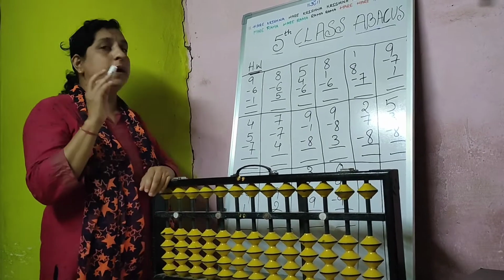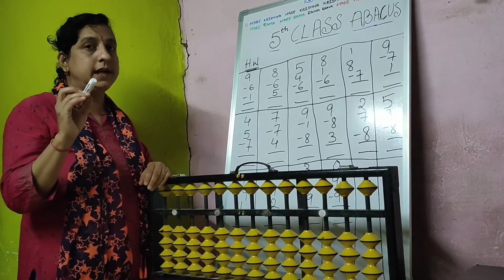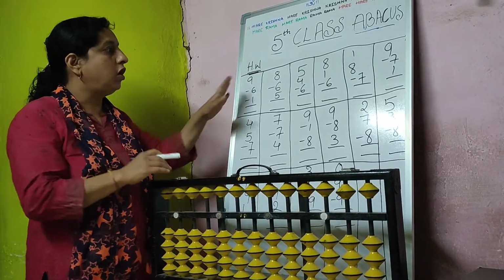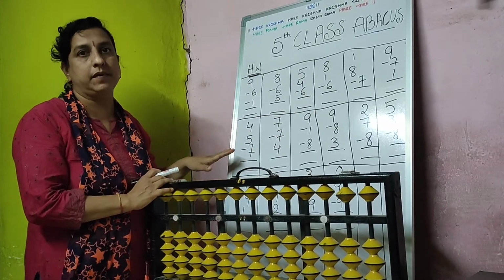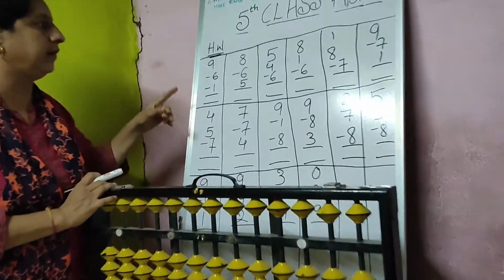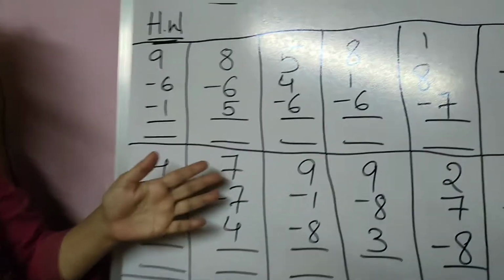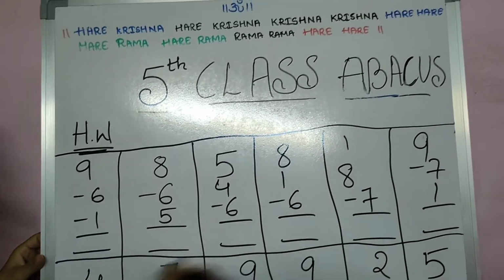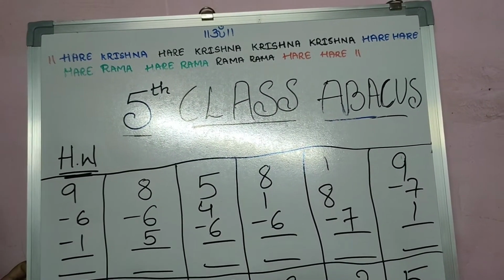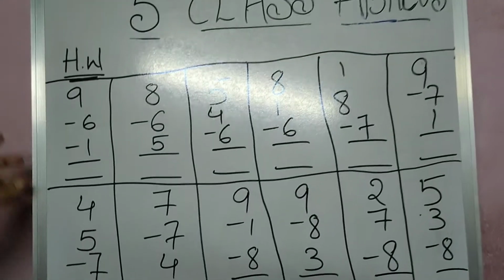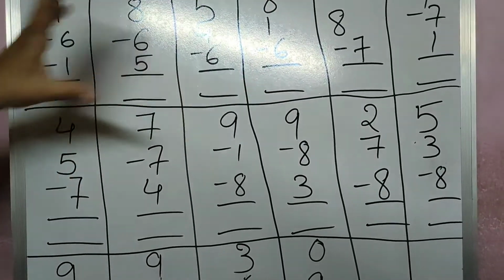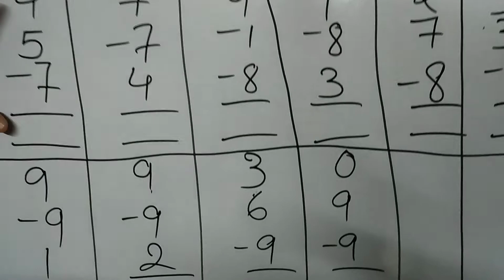So children, minus 6, minus 7, minus 8 and minus 9 that you have learned, on that basis these are the examples. These are the homework. You have to practice. Means how many sums are these? You count it. For each row you have to practice 5 times. Remember, please remember. This full one line means this row, and second row and third row.